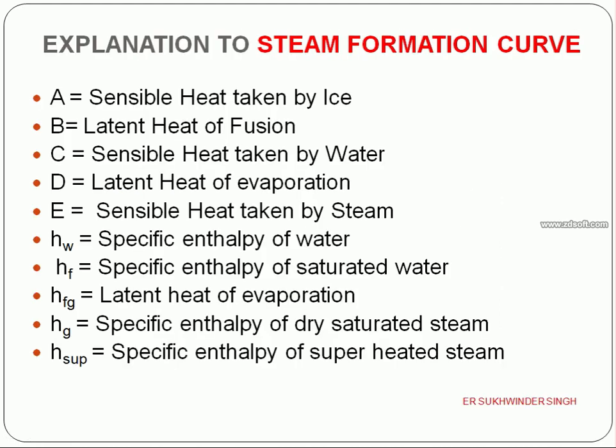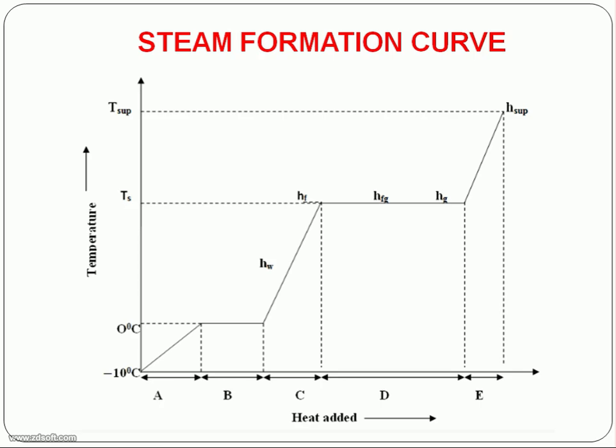We generally use two words for heat absorption. One is sensible heat, another is latent heat. The sensible heat is absorbed when there is a change in temperature. For example, from this point to this point, there is a temperature difference from minus 10 degrees Celsius to 0 degrees Celsius. However, over here, there is no change in temperature.